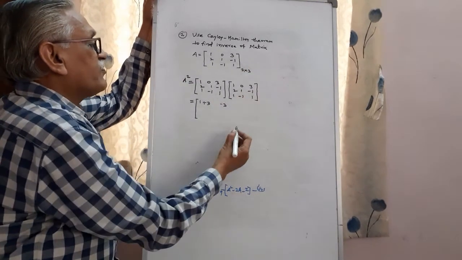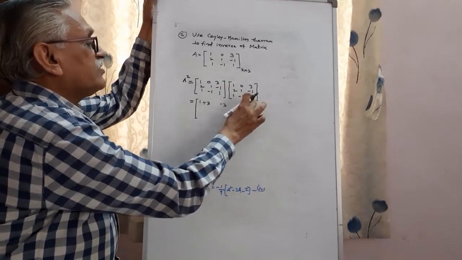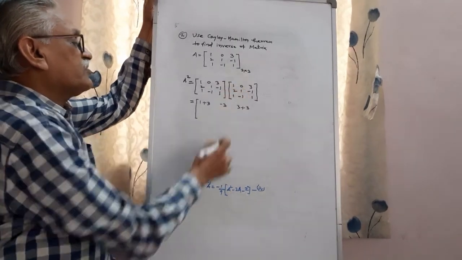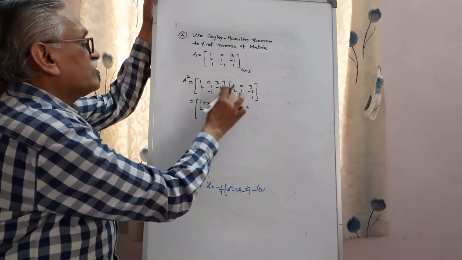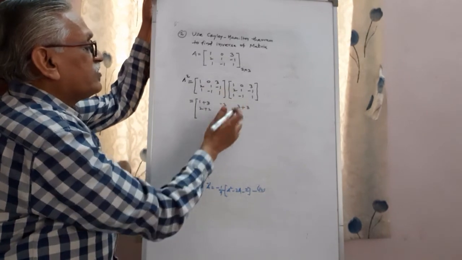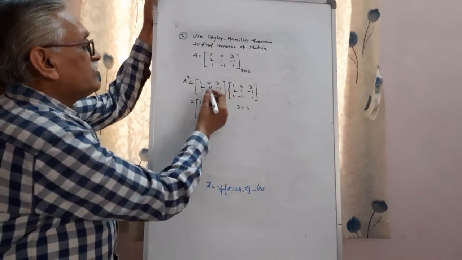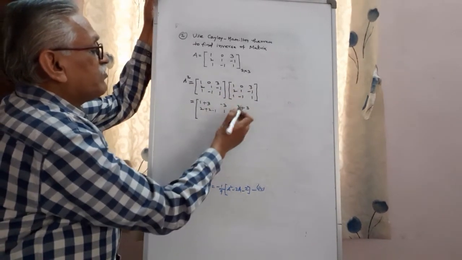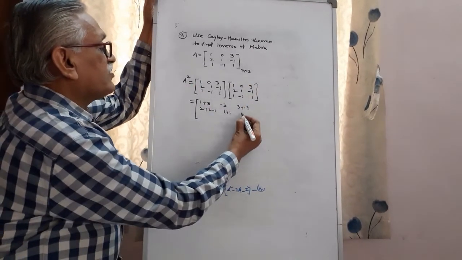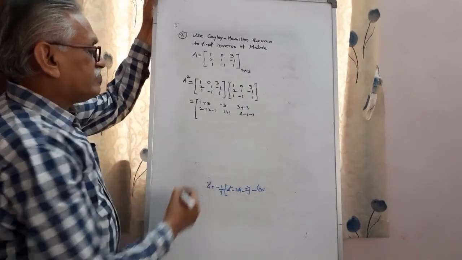Row one by the third column, it is 3 ones are 3, second one is 0, third one is plus 3. Then row two by the first column, it is 2, 2 ones are 2, and minus 1. Then row two by the second column, 0, 1 and plus 1. Row two by the third column, it is 6, minus 1 and minus 1.